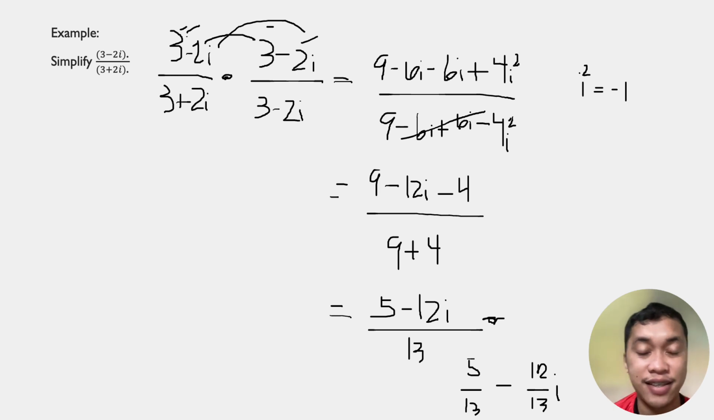So easy, right? Complex number operations like multiplication, addition, division, and subtraction are just easy. Just be familiar with the value of i and i squared.